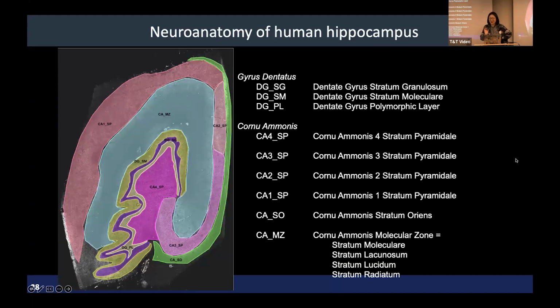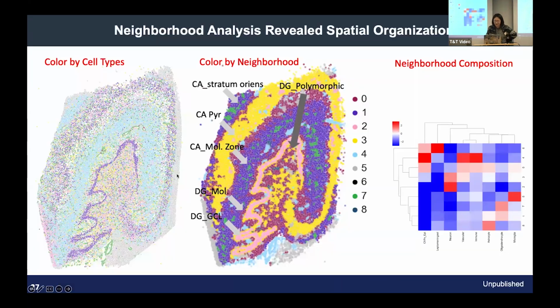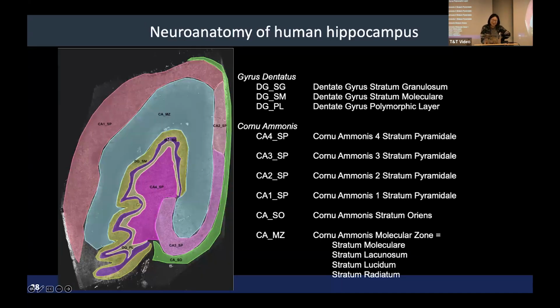And this is what our pathologists annotated in the same hippocampus. You can see here the neighborhoods are not 100% perfect, but you can tell the dentate gyrus and the CA region very robustly by their cell composition. So they're not randomly localized. There's a pattern in how they like to stay and how they organize.